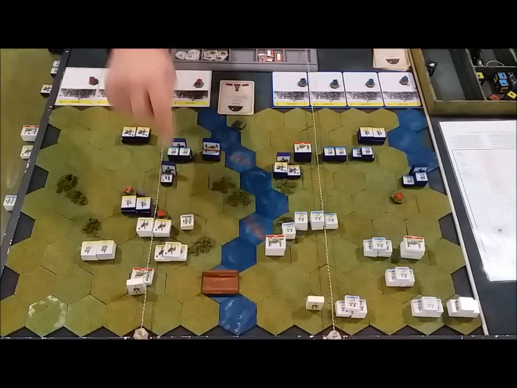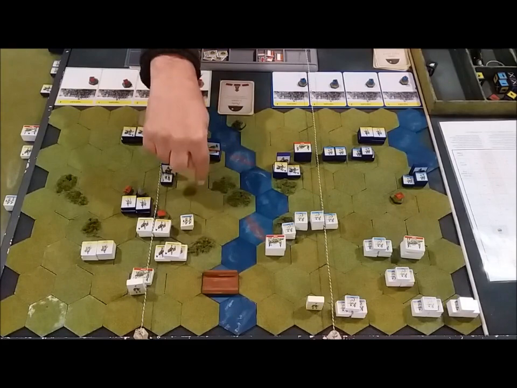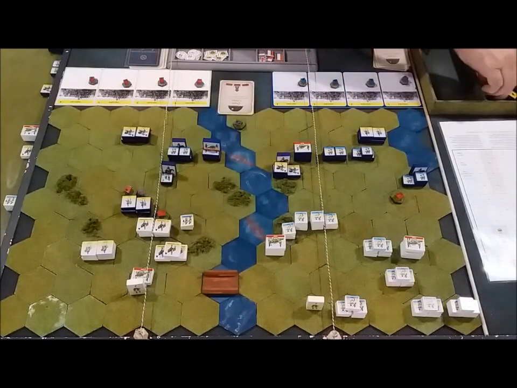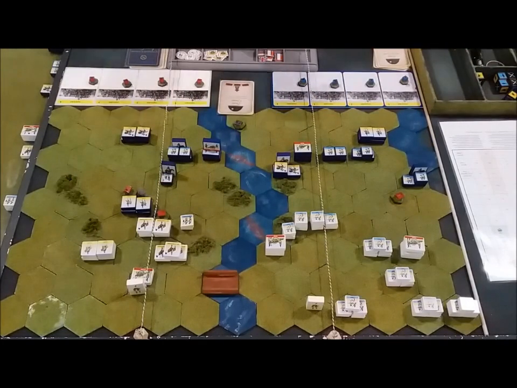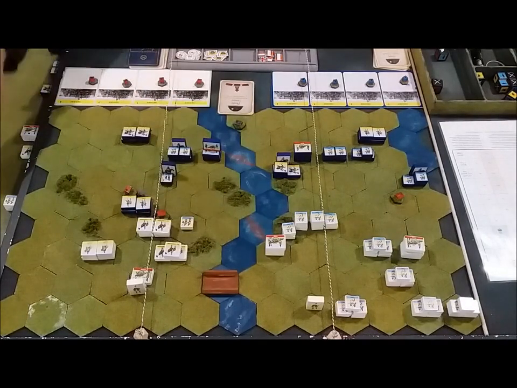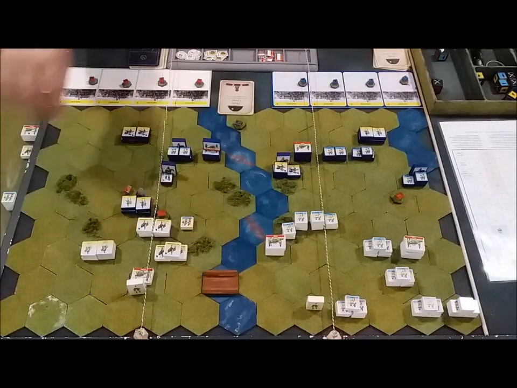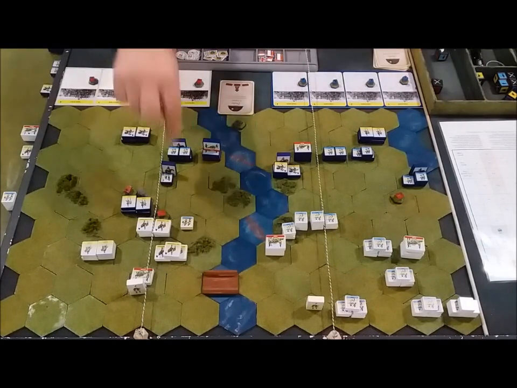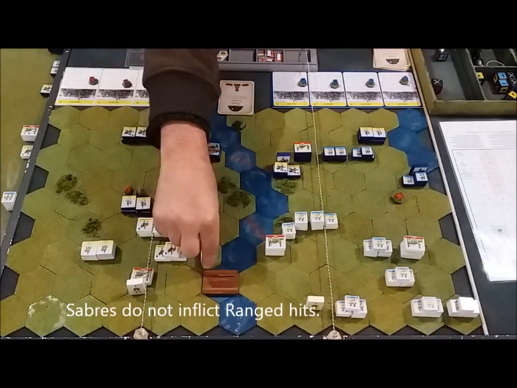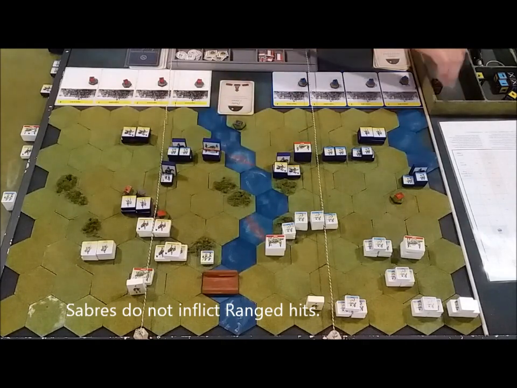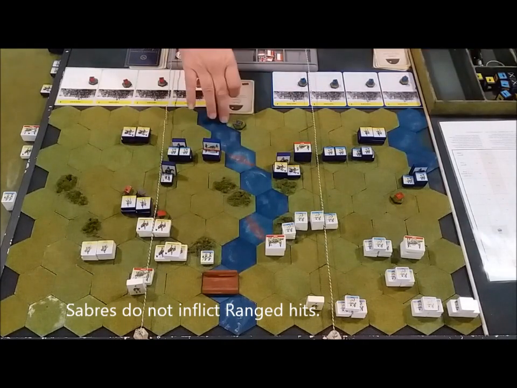And the foot artillery is going to fire at the grenadiers, and that's a distance of 1, 2, 3, which gives them 2 die. And they get 1 hit and 1 retreat, which can be ignored if we want, but we are not going to ignore it, and we're going to fall back into the forest.